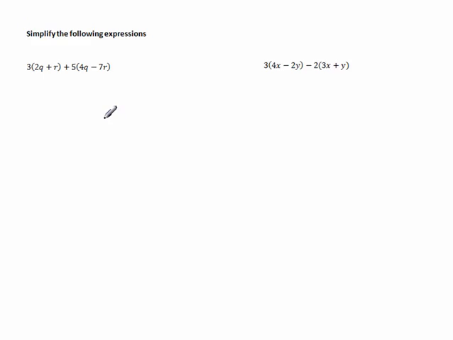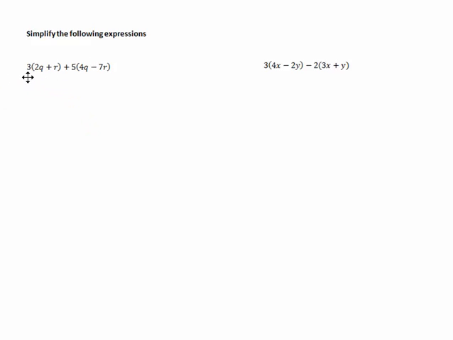Alright, on this last page we want to simplify the following expressions. Here we want to break down the brackets, we want to break down the parentheses, and then we want to combine any like terms. Here we're going to simplify the following expressions, and the idea here is to eliminate all of the parentheses and combine any like terms. Well, in order to eliminate these parentheses, we need to distribute the 3 and the 5 and then combine any like terms.